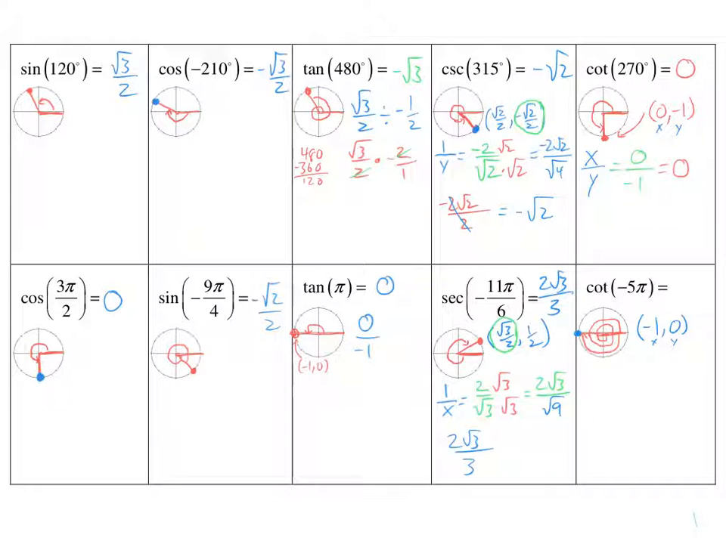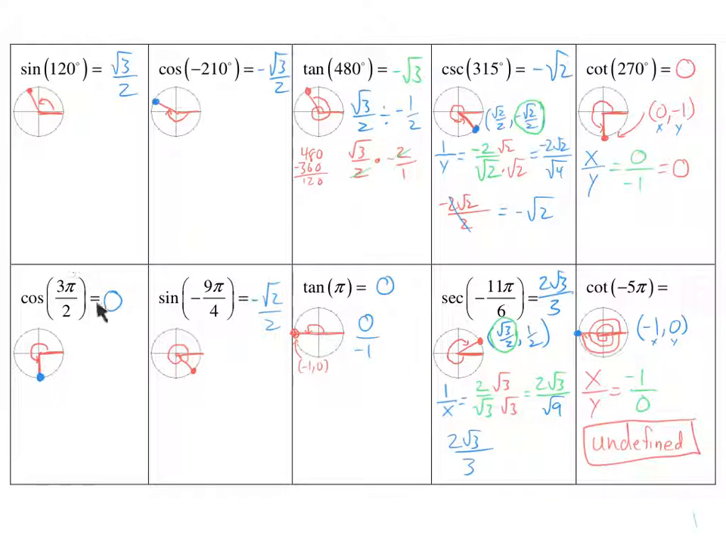And I want cotangent. Cotangent, again, was x over y. So I want x divided by y. So what would that be here? X over y. Won't that be, well, -1 over 0. Now, that should cause a problem for you. We cannot divide by 0. So when you cannot divide by 0, the answer is undefined. So my answer to this one is undefined. I cannot get an answer. There is no answer to this particular one.